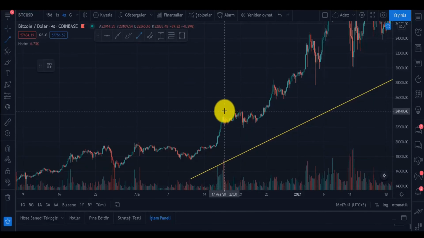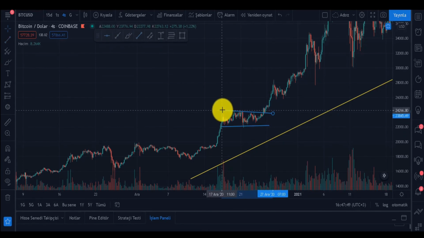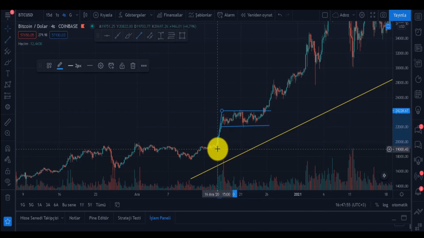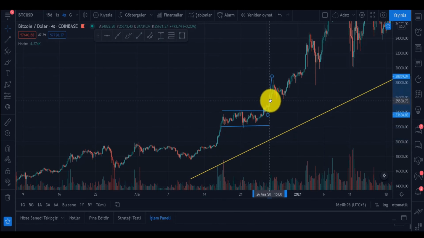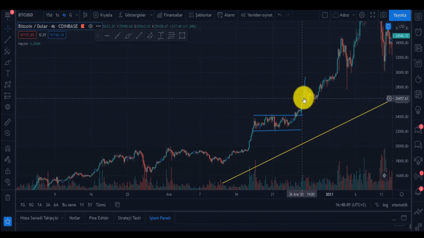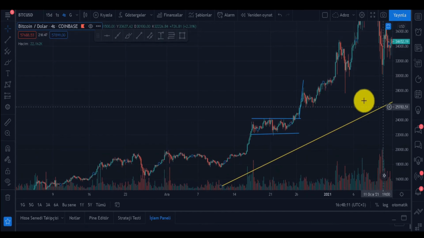Bitcoin, as you can see, here there is a flag formation right in this part. As you can see, friends, we can say that when it breaks above this pennant, in an upward trend, there could be an equal amount of upward movement as high as its pole. As you can see here, there has already been an upward movement.